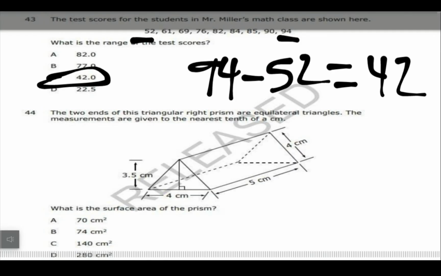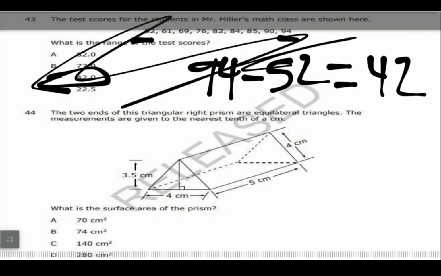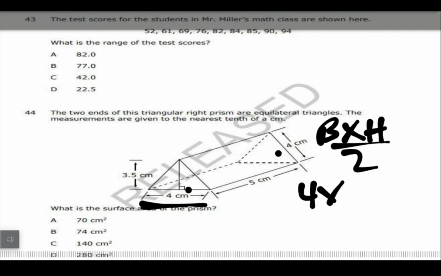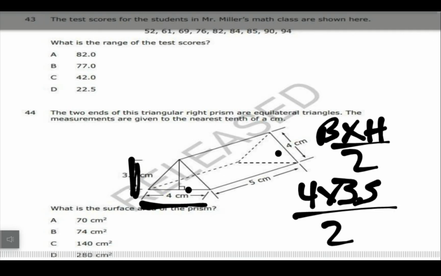For number 44, that's a surface area question. So remember, for surface area, I want to find the area of each individual shape. So the two triangles, this is a triangular prism. So I have a triangle here and a triangle here. Those two will be the same. Remember, for a triangle, we do base times height divided by 2. So the base is here, and for the height, usually they draw that up and down, so that's 3.5. And then I want to divide it by 2. So 4 times 3.5 divided by 2 should give me 7.